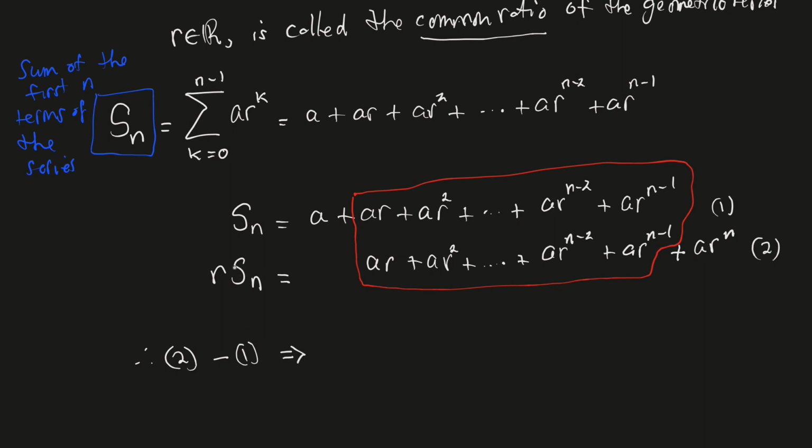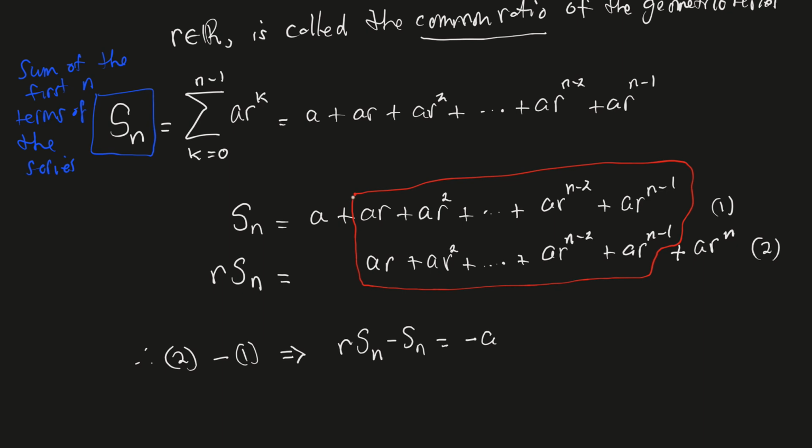On the left-hand side, I would have r S sub n minus S sub n. Then I'd have my equal sign. I'd have 0 minus a, so I'd have a negative a.